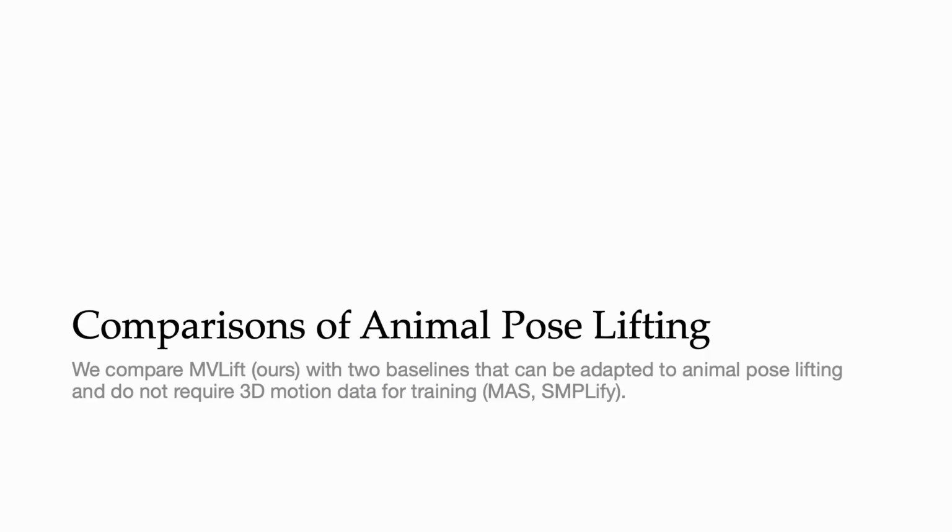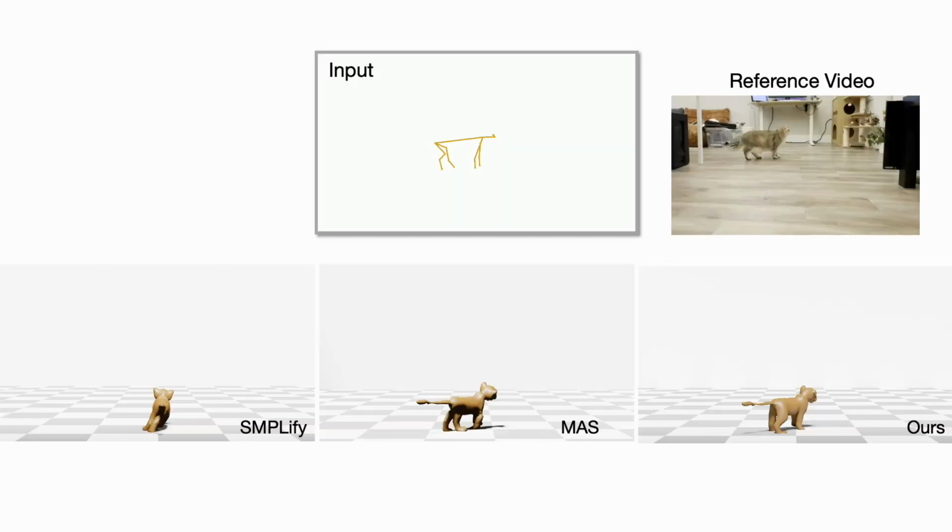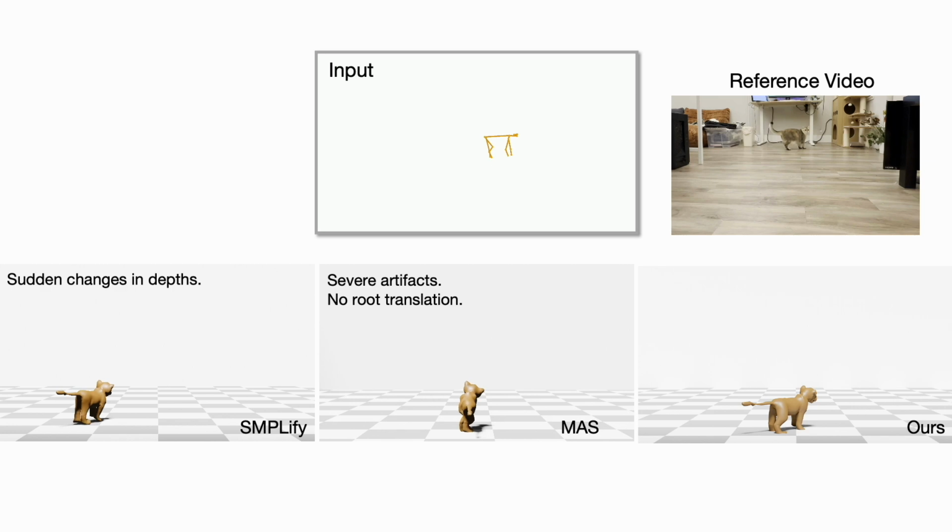For animal pose lifting, we compare against 2 baselines. Given a sequence of 2D key points for a cat, Simplify produces results with sudden changes in depths, while Mass results contain severe artifacts and lack root translation prediction. Our results showcase more realistic animal motions.